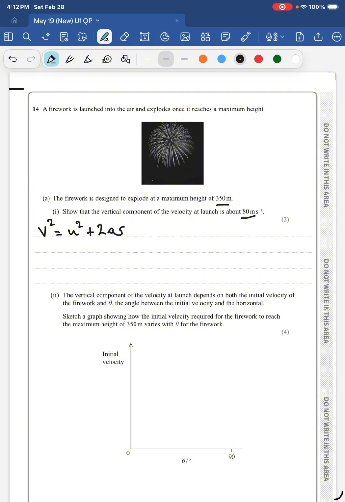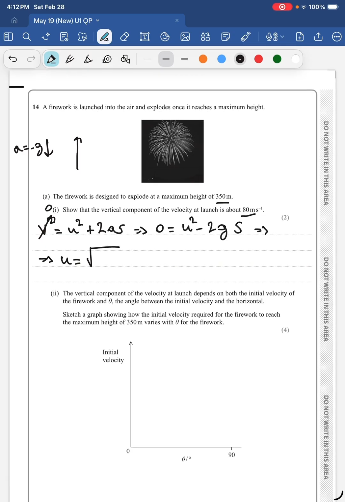So the final velocity, once the firework explodes, is 0, right? Because it stops moving up there. And also we have 0 equals u squared minus 2gs, where s is 350 meters. And a is minus g, because the firework moves up, and g, the acceleration, is downwards in the opposite direction, right? So all we have to do is calculate the square root of 2gs, which is the square root of 2 times 9.81 times 350.